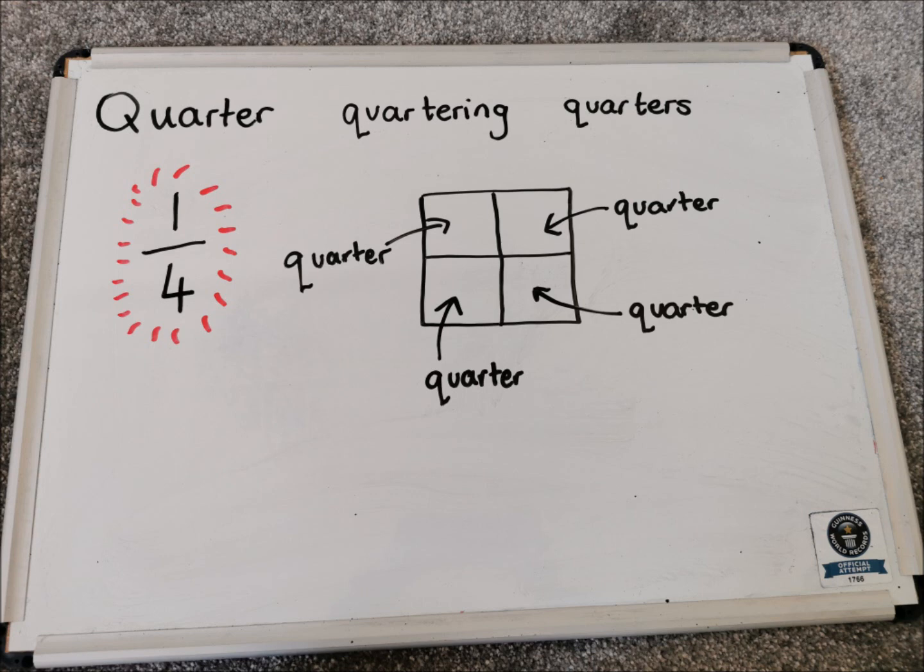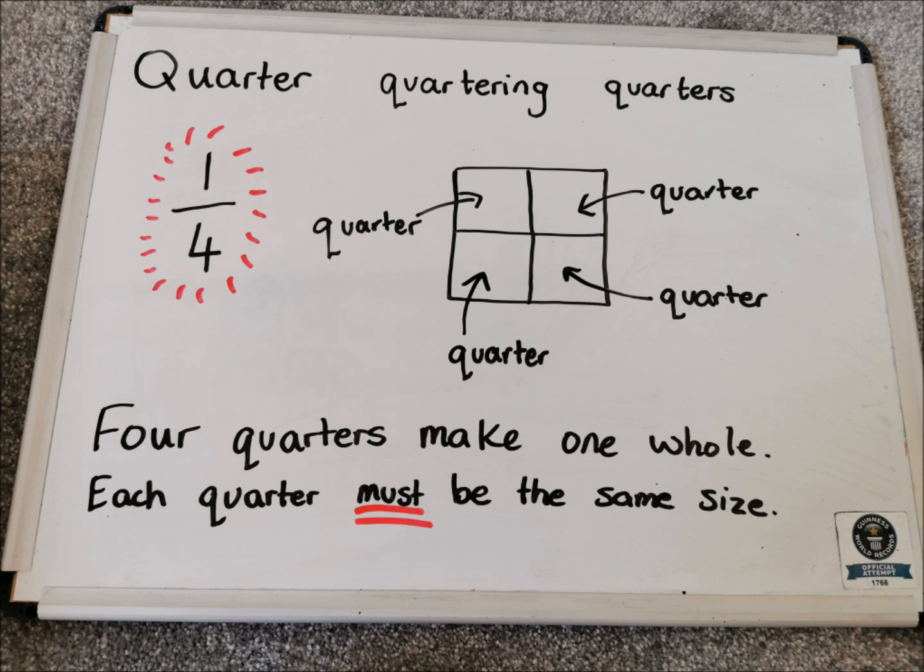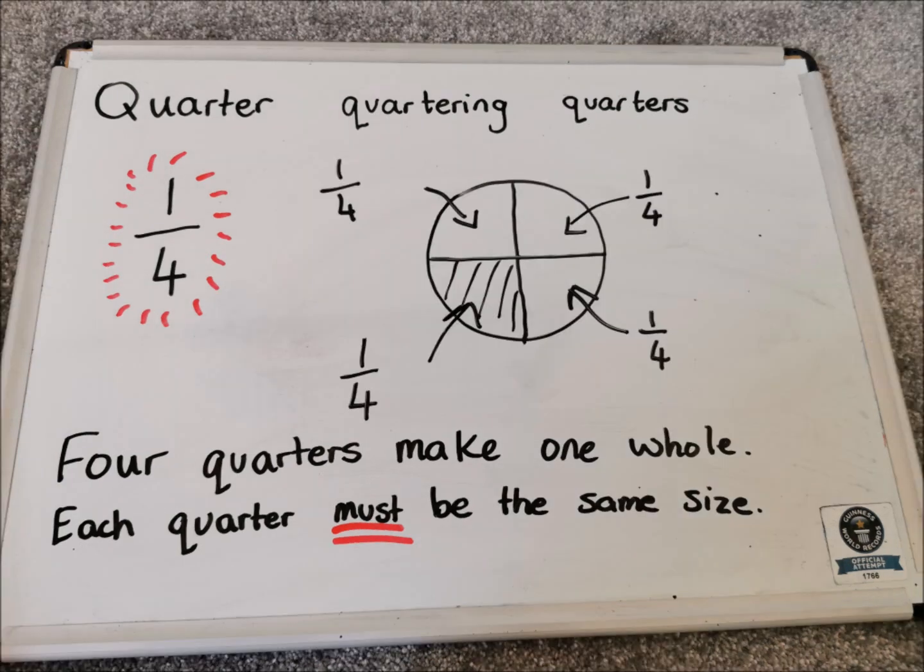And like we had in the half section, all the quarters have got to be the exact same size. Otherwise, it's not actually a quarter, you've just cut the shape up into random pieces. So they've got to be equal, and we've got to have 4 of them for this example. So here's an example not of a square this time, it's of a circle. So you can see I've still cut the circle into 4 pieces. Each of the pieces are the same, so we have a quarter. So we've got a quarter, a quarter, a quarter, and a quarter. We've got 4 quarters there, and it makes 1 whole circle.